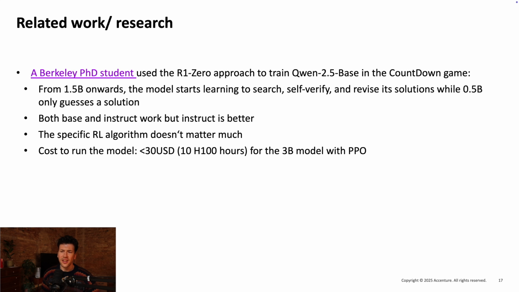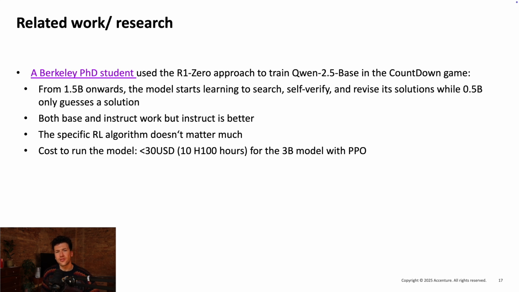The specific RL algorithm apparently doesn't seem to matter that much. So they used PPO, GRPO, and PRIME, and they didn't find a significant difference between them. So it's pretty interesting as well. So if you're used to PPO, just use that. Even though it may be cheaper to use GRPO, so it may make sense to apply that.